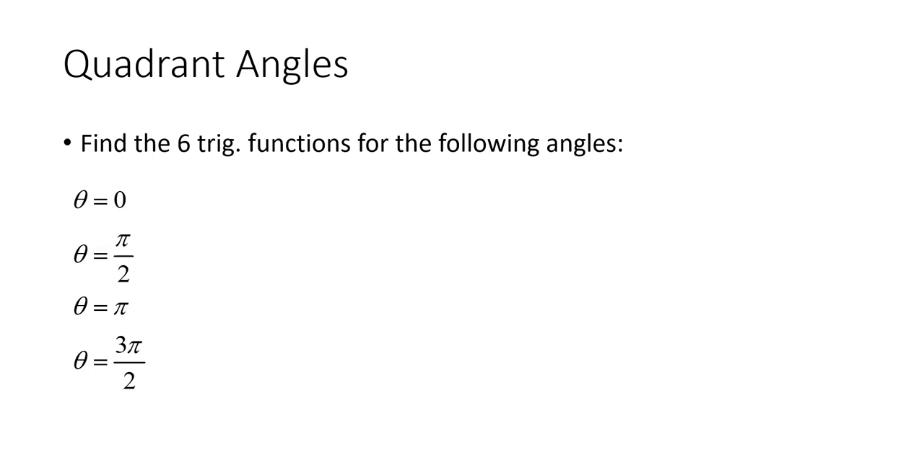All right, these are some special cases. The 6 trig functions for the following angles. So what I'm going to do next to each of these is I'm going to write their ordered pair from the unit circle. So 0 is at the ordered pair (1, 0) on the unit circle, right over there. Pi over 2 happens at the top of the unit circle, which is (0, 1). Theta equals pi happens at (-1, 0), and this happens at the bottom of the unit circle, which is (0, -1).